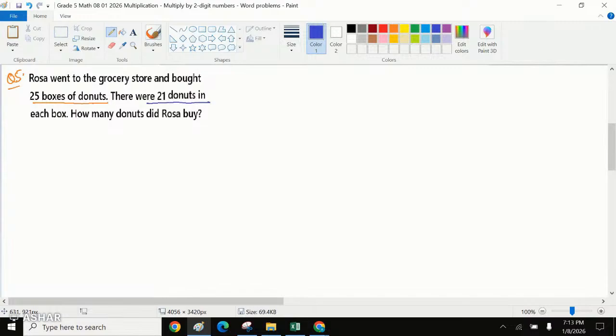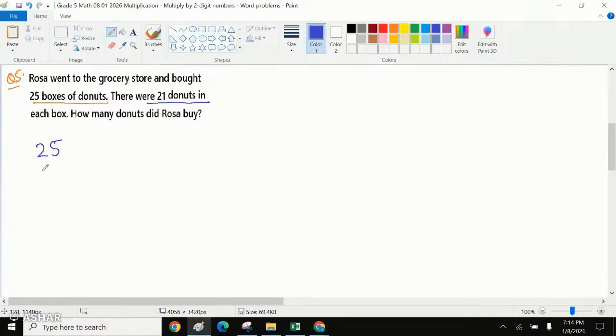So we need to find the total number of donuts. How can we find the total number of donuts? See, if Rosa bought 1 box, she would have 21 donuts, right? If she bought 2 boxes, then we have 21 plus 21, right? That would be 42. But she bought 25 boxes. That means 21 is multiplied by 25 to find the total number of donuts. Agreed? So let's multiply them together.